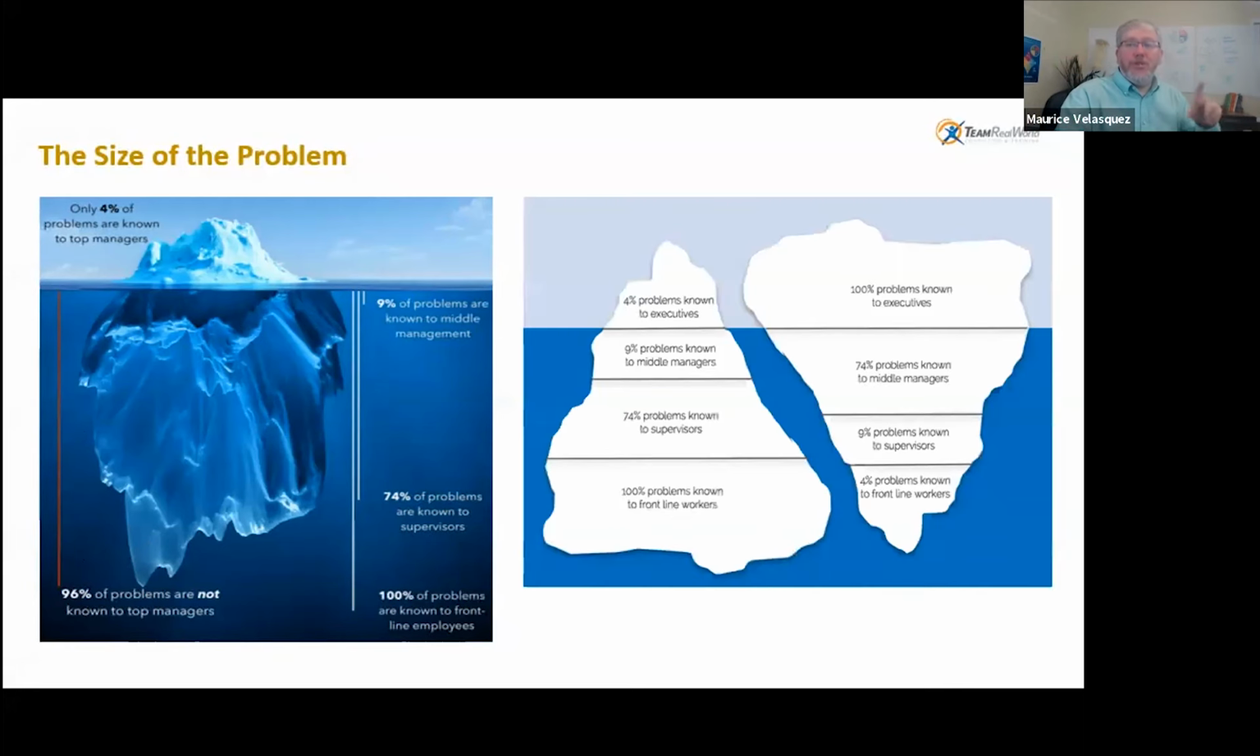And the opposite is true. If you reverse this pyramid, the executives are having the same issue. They have a bunch of problems and issues that they want addressed, and no one's finding out from them what those issues are.